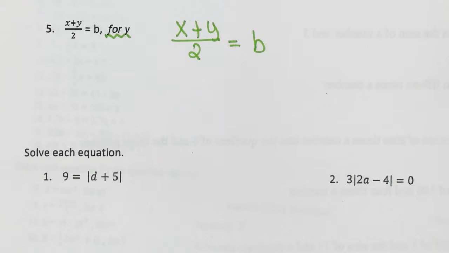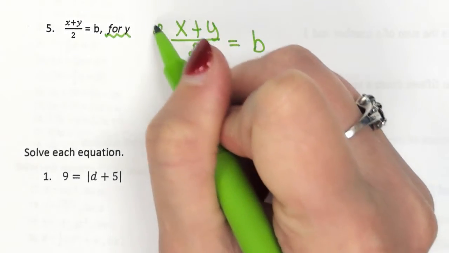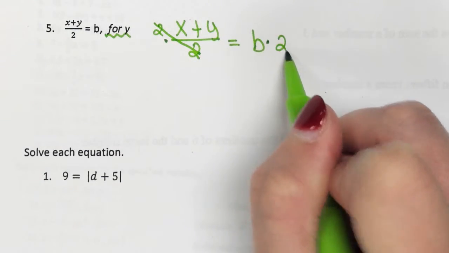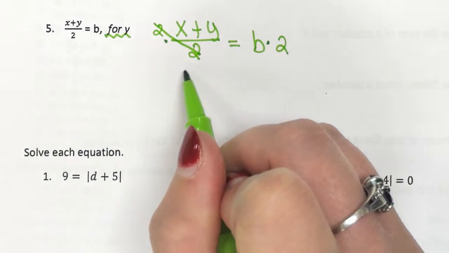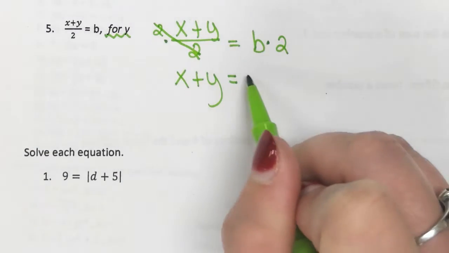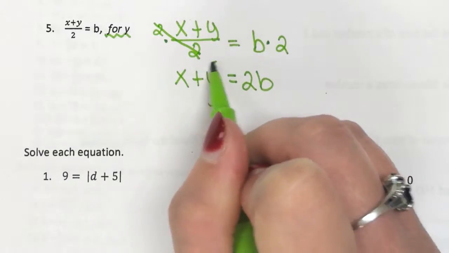Okay, let's talk about what you see. What 2 operations do you see? Addition and what? Division. Think of order of operations. Which ones do you have to get rid of first? Division. What's the opposite of dividing by 2? Multiply. And those cancel. Remember doing one like this yesterday? So I got x plus y equals 2b. Very good. All right, one more step. I'm trying to get y by itself.